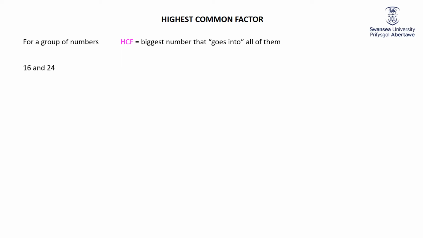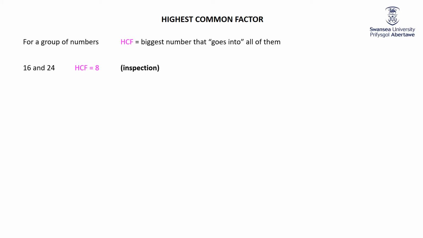So let's start off with a pair of numbers, 16 and 24. Can you come up with the biggest number that goes into all of them? Well, obviously, 1 goes into all of them. That's just stupid. 2 goes into both of them. 4 goes into both of them. 6 doesn't go into 16. 8 goes into both of them. 16 is 2 times 8. 24 is 3 times 8. Anything higher doesn't go into both of them. So therefore 8 is the highest common factor.